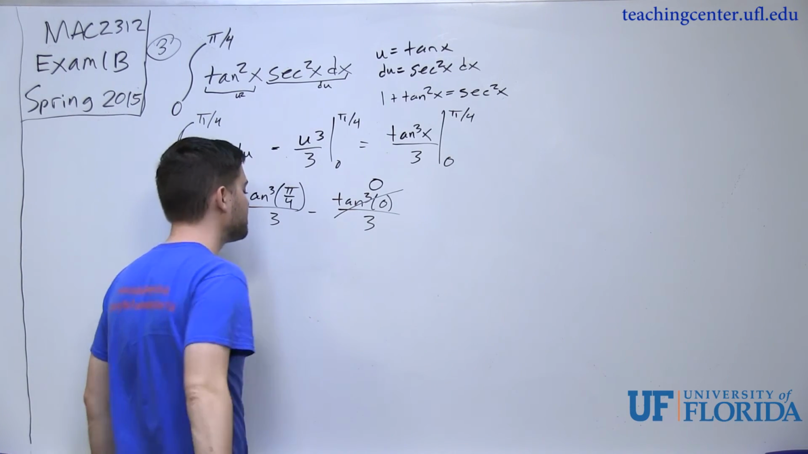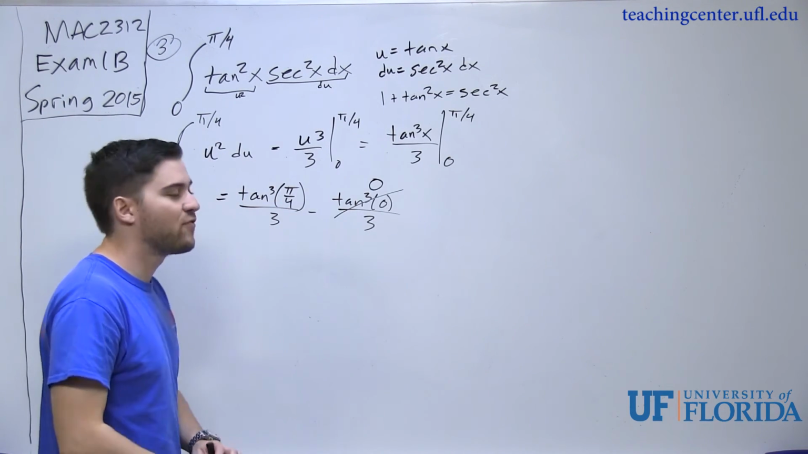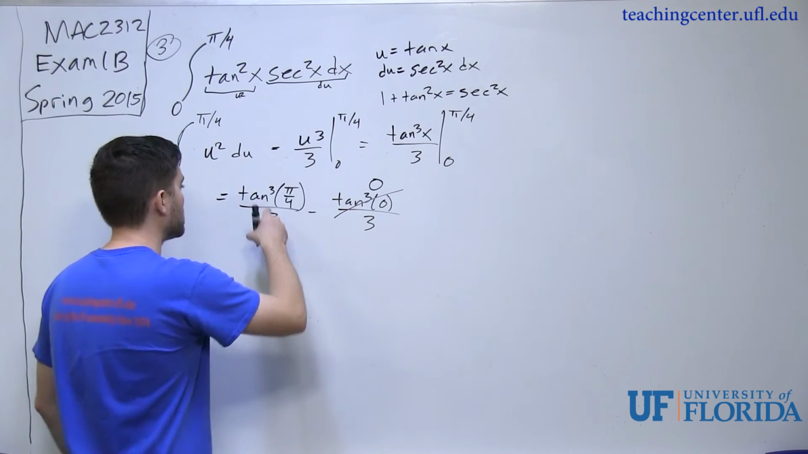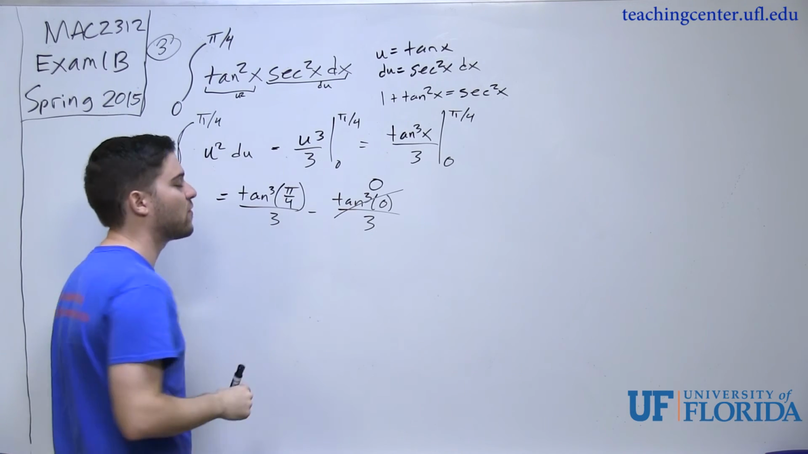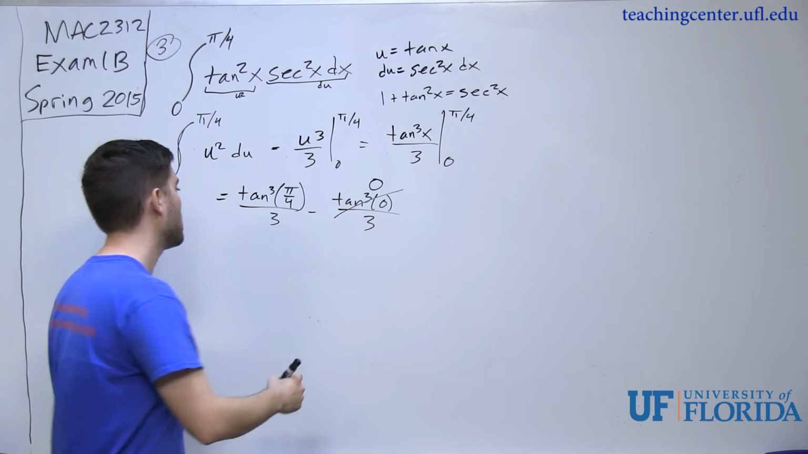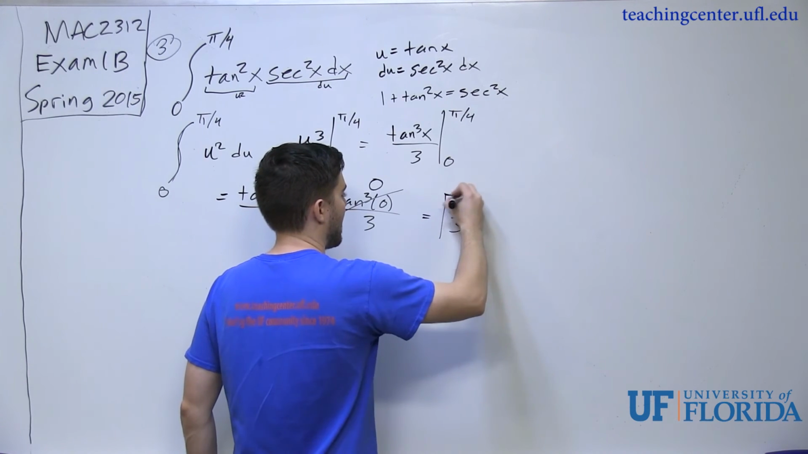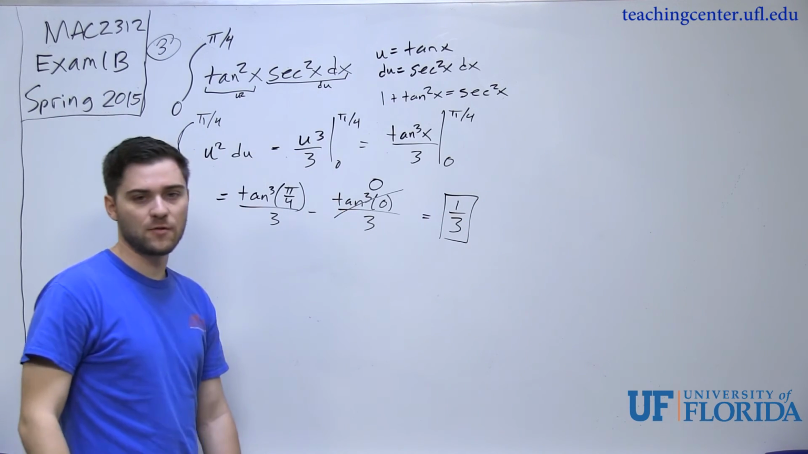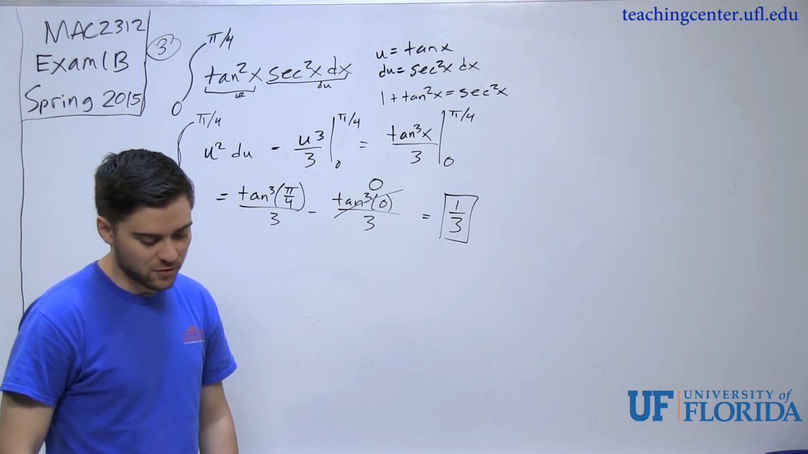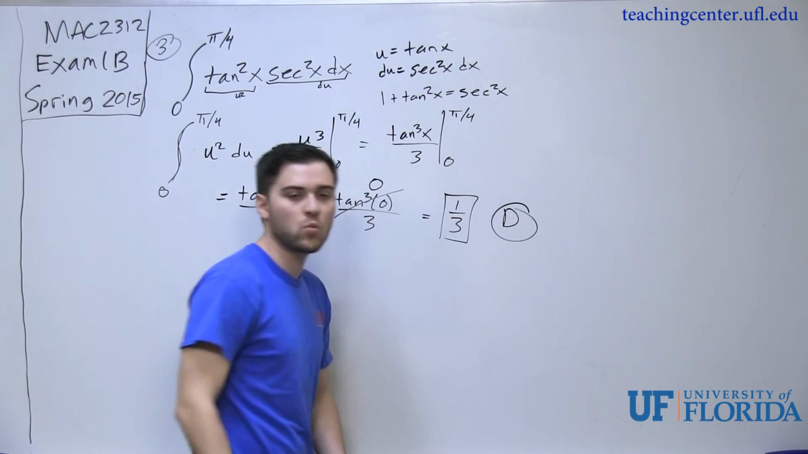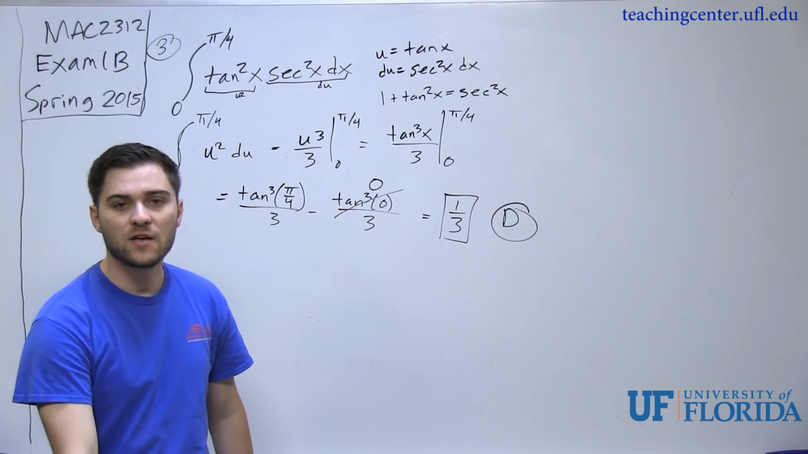So this is 0. At pi over 4, sine and cosine are equal, which means that tangent is 1. So this is tangent cubed of pi over 4, which is just 1 cubed. So that ends up just being 1/3 as my final answer. And if I look at the answer key, for form B, letter D is 1/3. So the answer is just letter D.